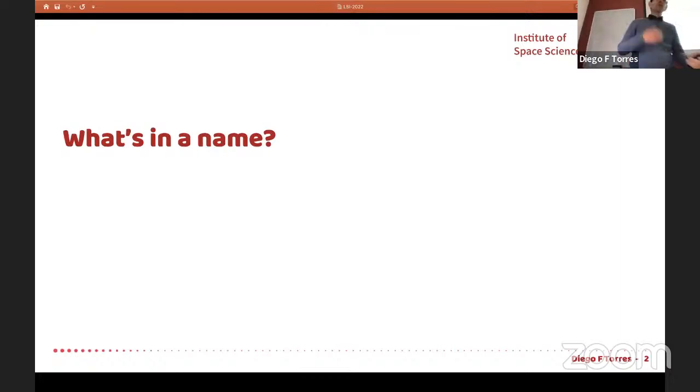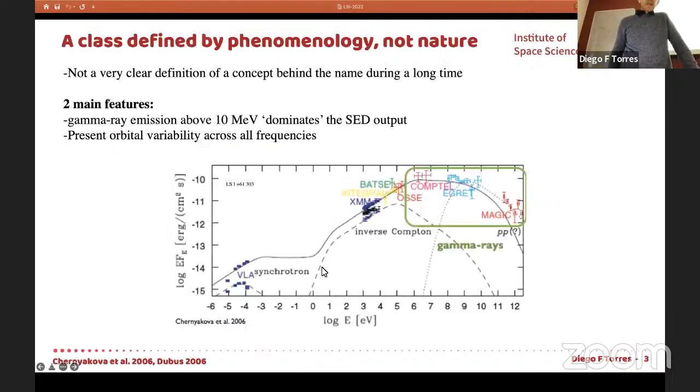So what's in a name? The name is, of course, the gamma ray binary name. So basically, gamma ray binaries are a class of binary systems defined by phenomenology, not because we know what they are in most of them, but because we know what they do. And because of that, there is not a very clear definition of the concept behind the name.